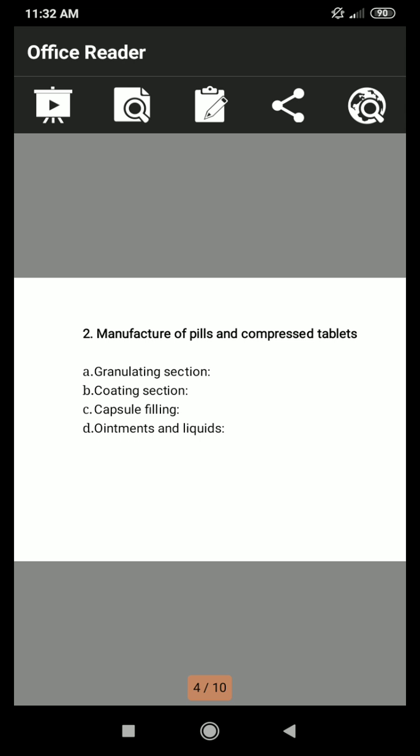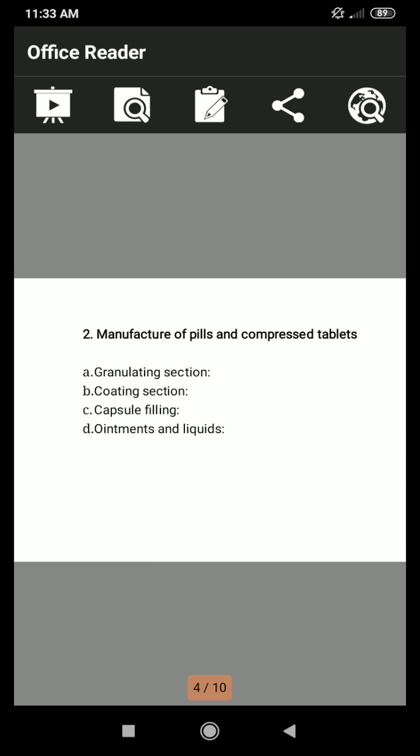Then coating section: jacketed kettle which can be gas or electrically heated for preparation of solution, coating pan, polishing pan, heater and exhaust system. In capsule filling: mixing and blending equipments, capsule filling machine and capsule counter. In ointment and liquids: thermostatically controlled and electrically heated hot air oven, gas or electrically heated kettle with suitable mixing arrangements, tube filling machine, mixing and storage tank made of stainless steel or other suitable material, liquid filling machine, autoclave, filter press, aluminum cap sealing machine.